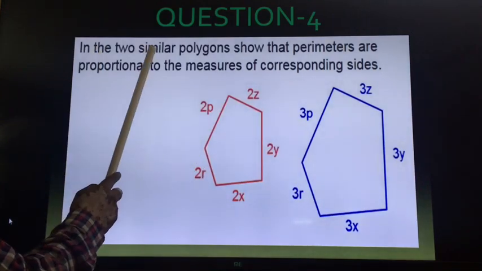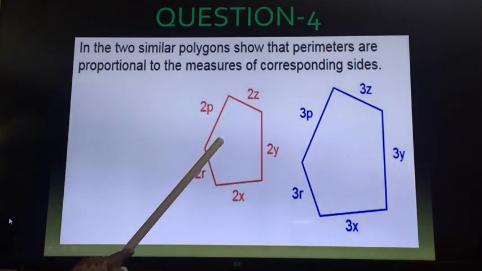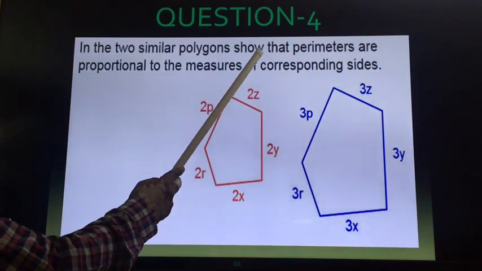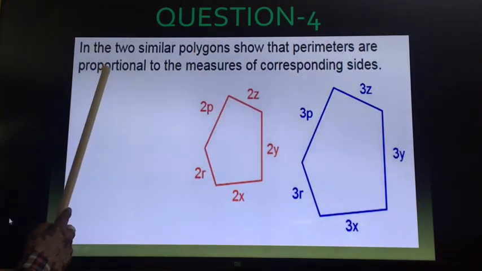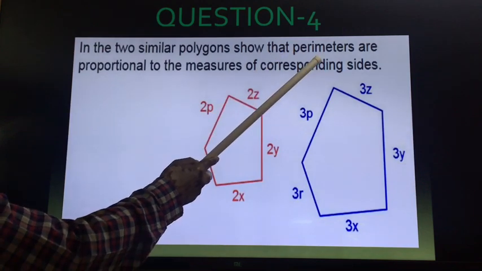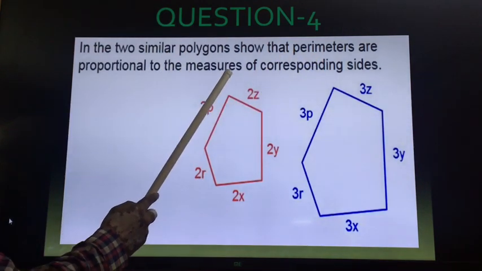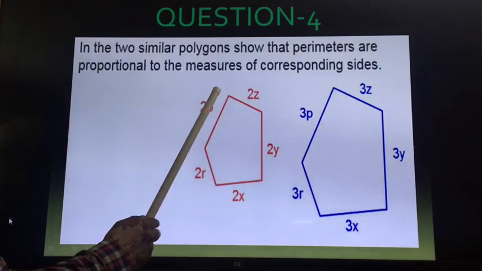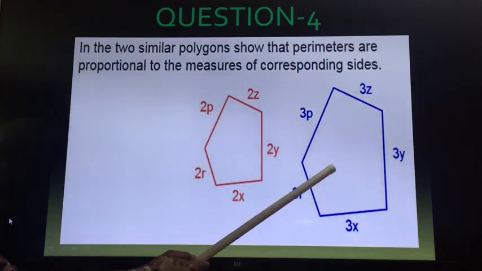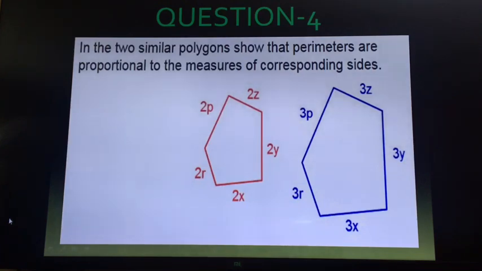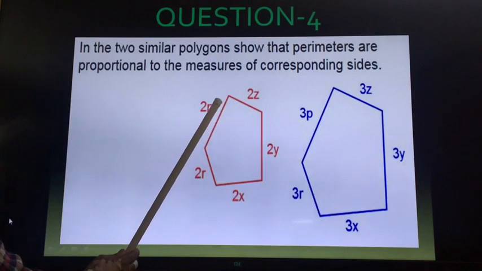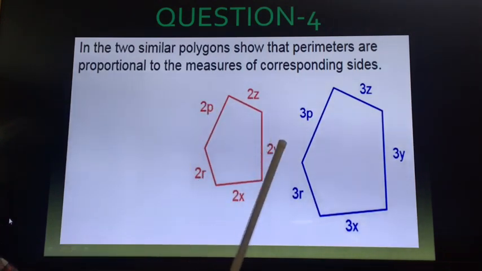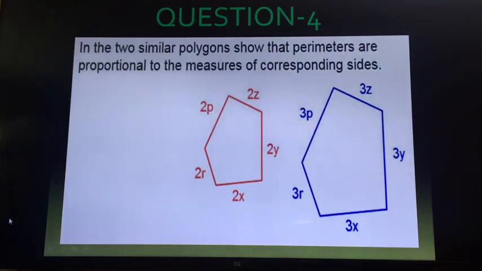Here in the two similar polygons. So two similar polygons are given, and we have to show that the perimeters are proportional to the measures of their corresponding sides. So we have to prove that ratio of their perimeters, so perimeter of this upon perimeter of this, is equal to ratio of their corresponding sides. So corresponding sides means this 2p upon 3p or 2r upon 3r, like that, ratio of their corresponding sides. So see the solution for this.